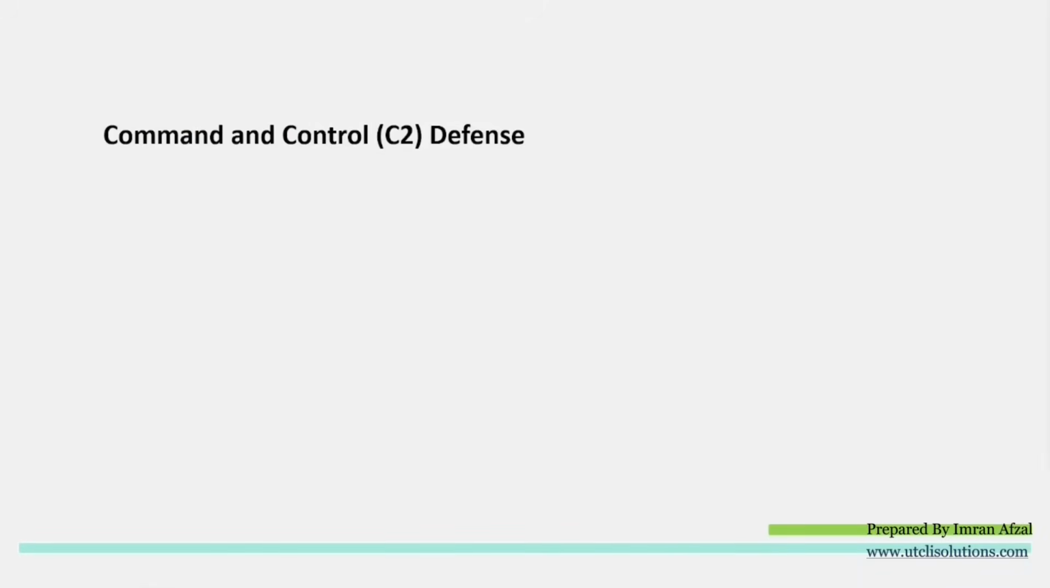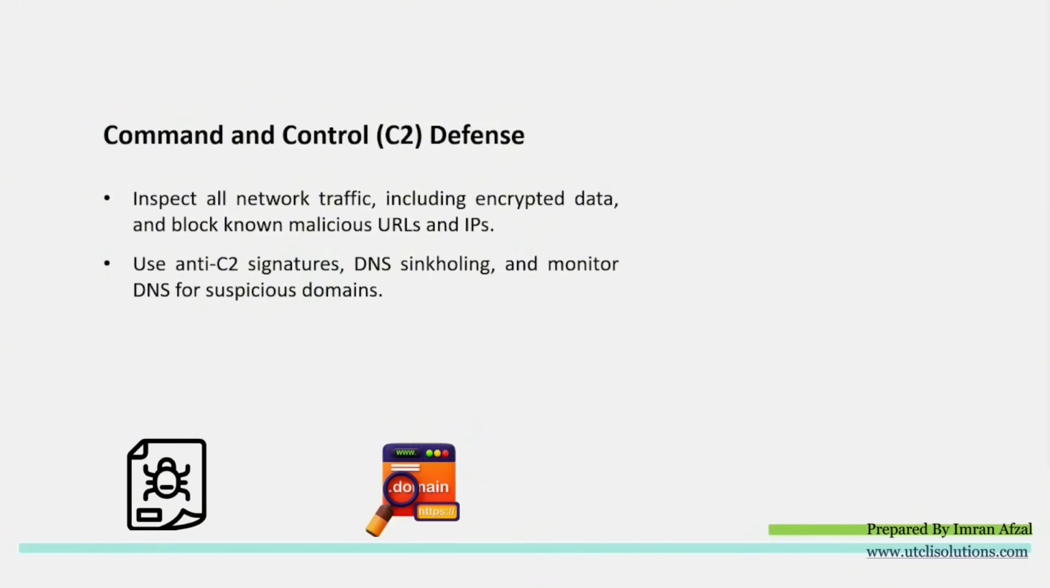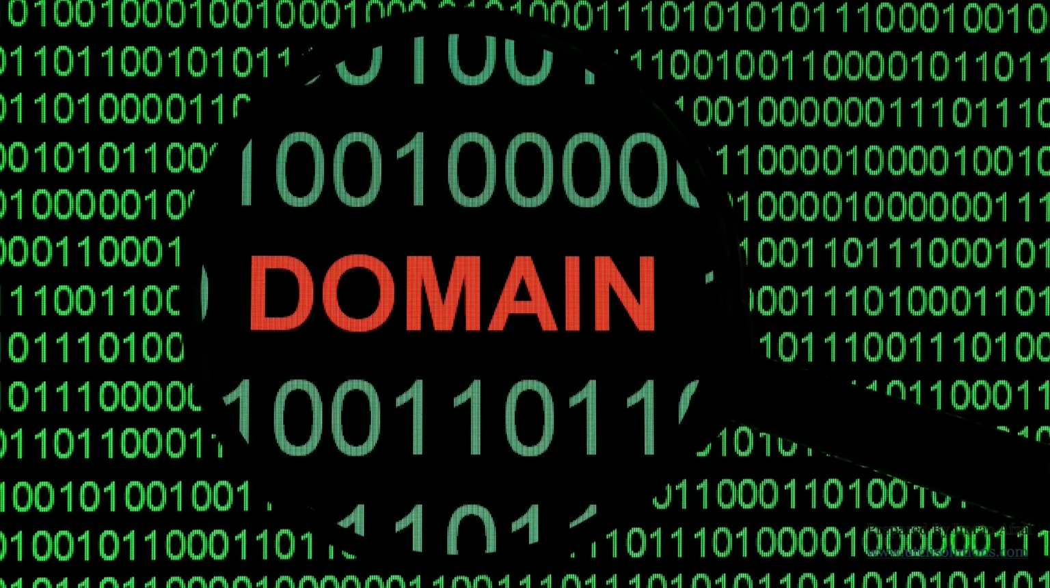Command and control defense. To stop an attacker at the command and control phase, it is crucial to implement several defense strategies. These include inspecting all network traffic, including encrypted communication, to ensure nothing harmful is getting through. Blocking command and control communication using anti-command and control signatures, along with stopping suspicious file uploads or data patterns, is essential. It is also important to block communication with malicious URLs and IP addresses.